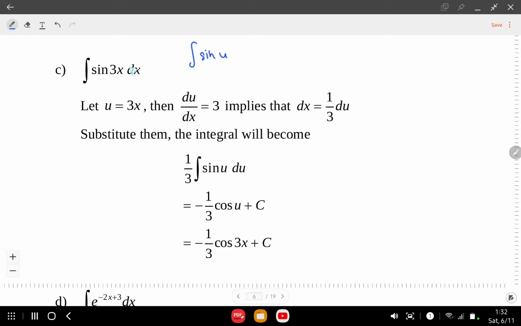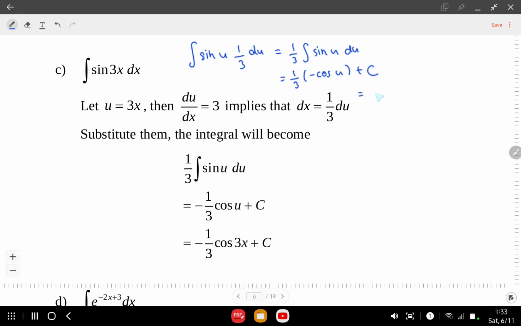So our dx will be changed into this one. So 1/3 du. Okay, as usual, our constant, we can bring it outside. So we'll get integration of sin u du. So we have no terms of x. Okay, tak ada term of x. So kita boleh integrate. So integrate sin, we will get negative cos. Okay, negative cos u plus c.